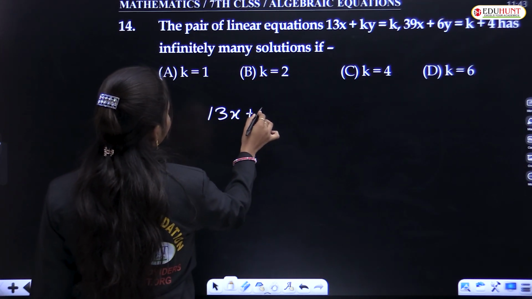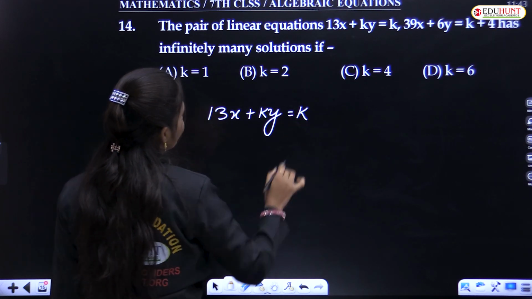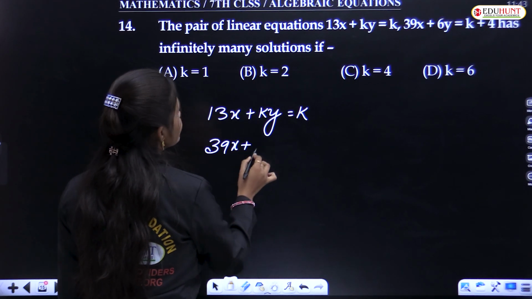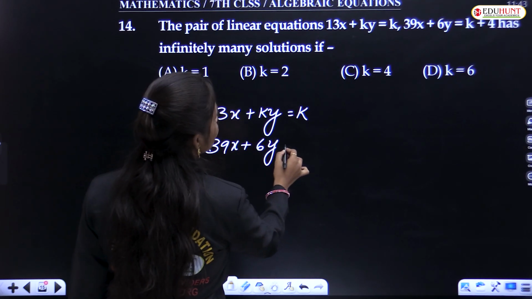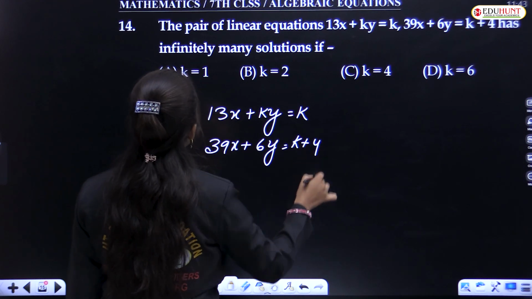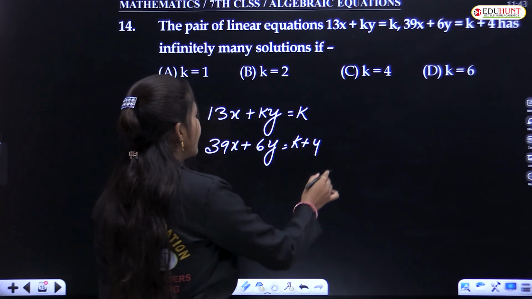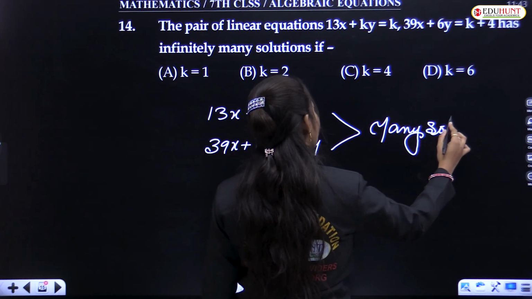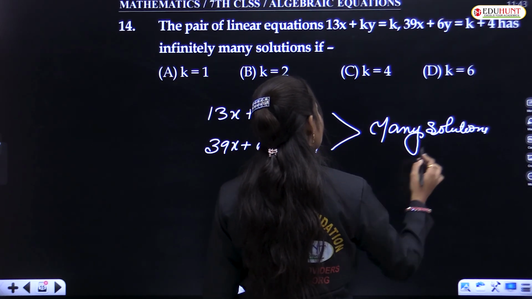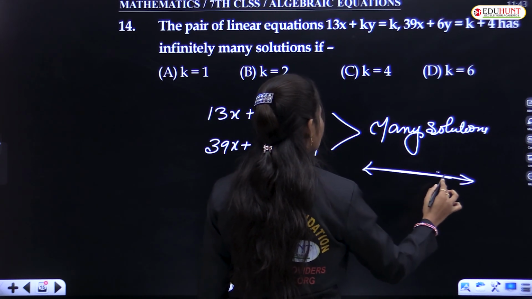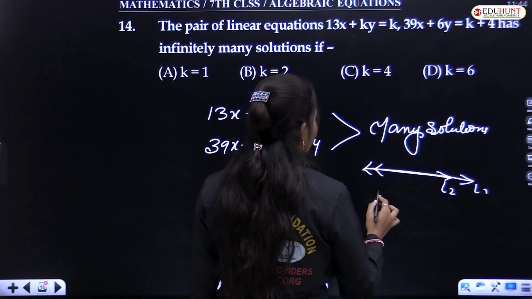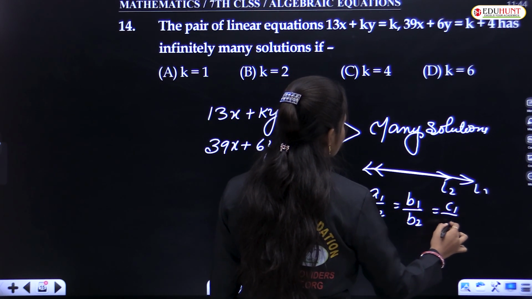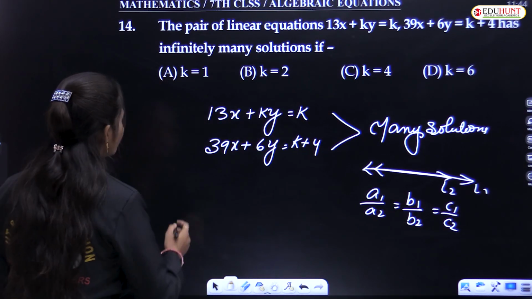13x plus ky is equal to k, that is one of the equations. And the second equation is 39x plus 6y is equal to k plus 4. It has infinitely many solutions. Infinitely many solutions means the condition is related to coincident lines. So the coincident lines condition is a1 by a2 is equal to b1 by b2 is equal to c1 by c2. So apply that condition here.